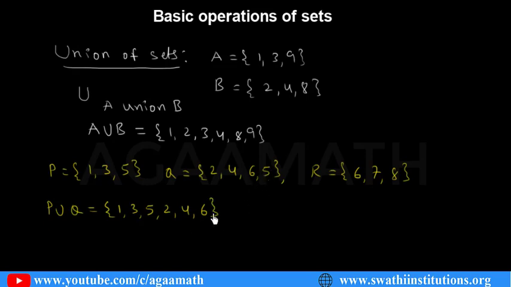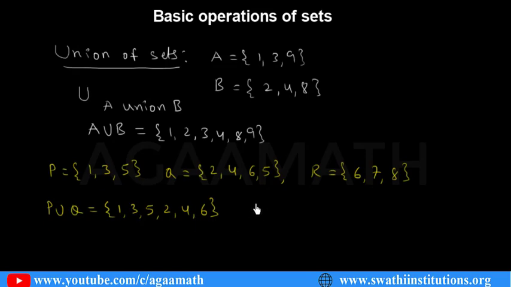We do not write 5 again, because you are not supposed to repeat an element in a set, as we learnt in the previous videos. So P union Q means writing the elements of P and Q into a single set together. Taking all the elements into one set is said to be P union Q.